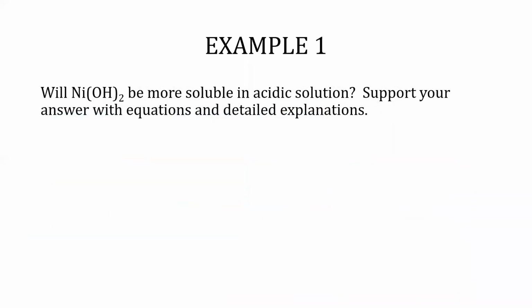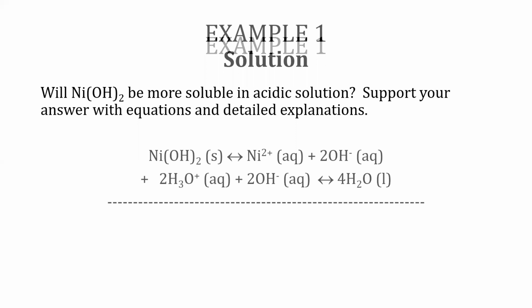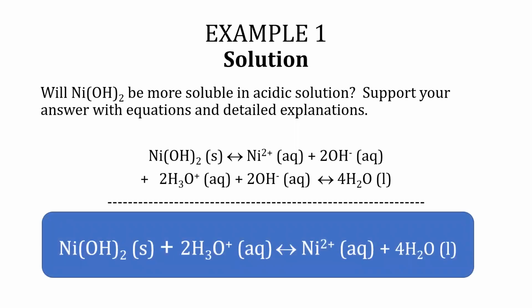Example 1 is, will nickel 2 hydroxide be more soluble in acidic solution? Support your answer with equations and detailed explanations. Since hydroxide ion is a strong conjugate base from a weak acid, water, nickel 2 hydroxide with 2 moles of acid or hydronium ion forms nickel 2 ion and 4 moles of water.